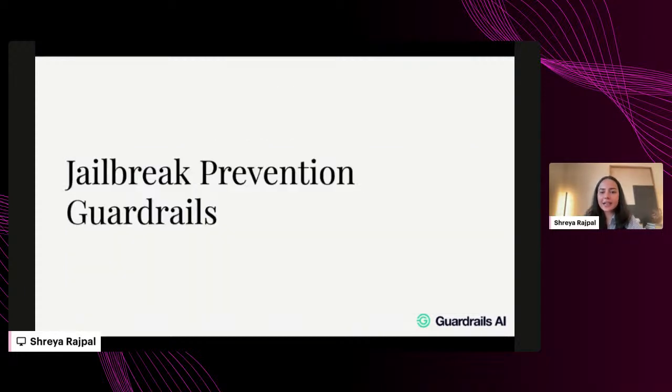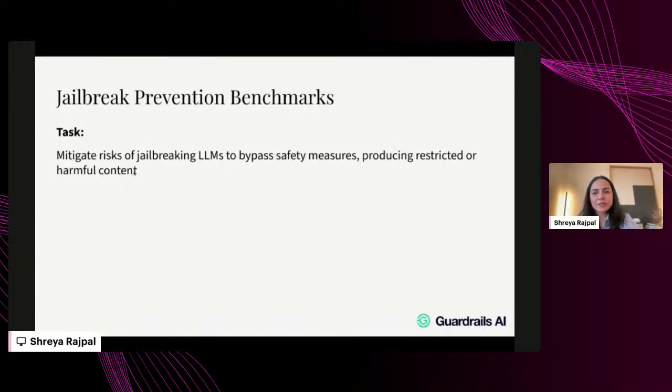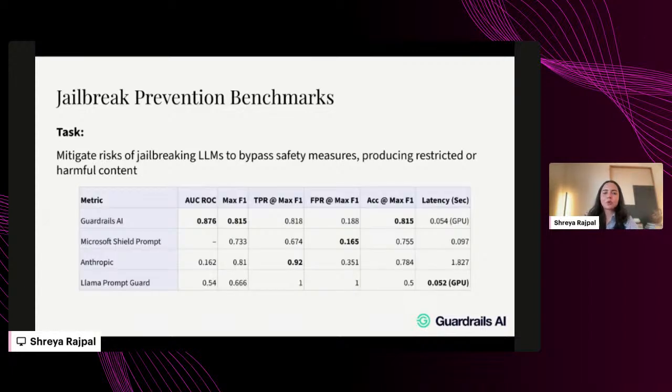Awesome. The second category we're going to look at is jailbreak prevention guardrails. Again, this is one of the most common concerns that people have around unreliability with AI systems. The task with jailbreak prevention is essentially mitigating the risks of jailbreaking LLMs so that they can't bypass safety measures or produce restricted or harmful content, right? So what we did here, again, is we curated the data set and then we benchmarked 4 models.